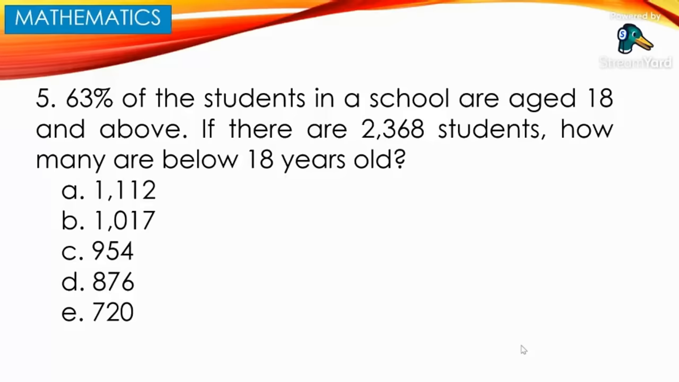Okay, so the answer is an approximate answer. Approximation. Because the answer will not give you a whole number. It is in decimal. So it is approximately. Okay, your answers are B, D, C. Okay, someone answered letter A.